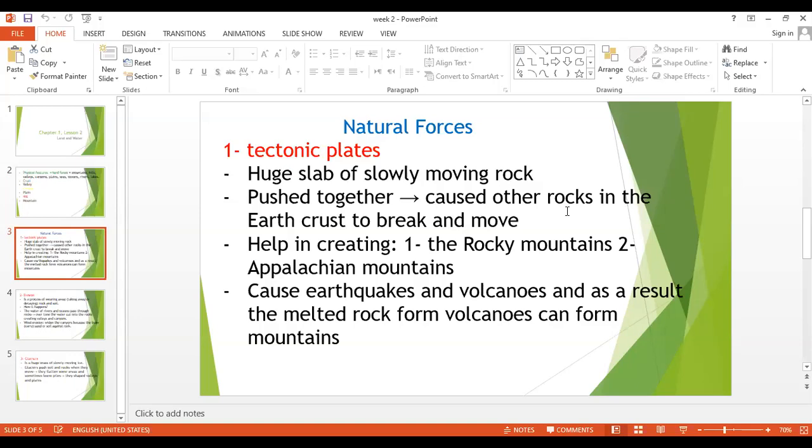This movement helped in creating mountains in general, but here in America we speak about how it helped in creating the Rocky Mountains and the Appalachian Mountains. It also caused earthquakes and volcanoes. As a result, melted rocks from the volcanoes can form mountains. How did that happen? Look, guys.